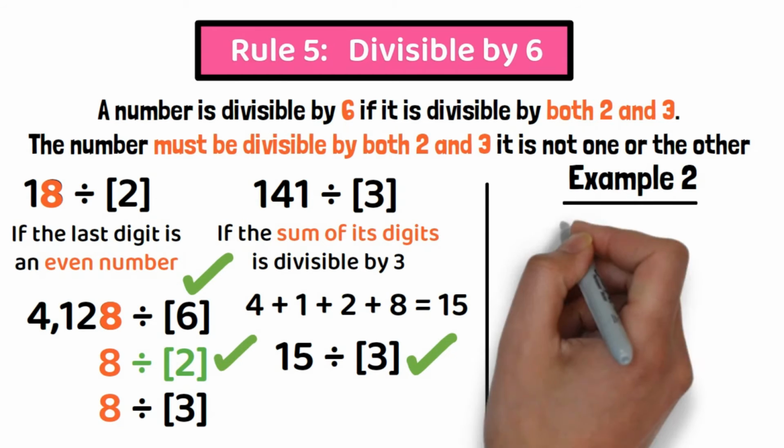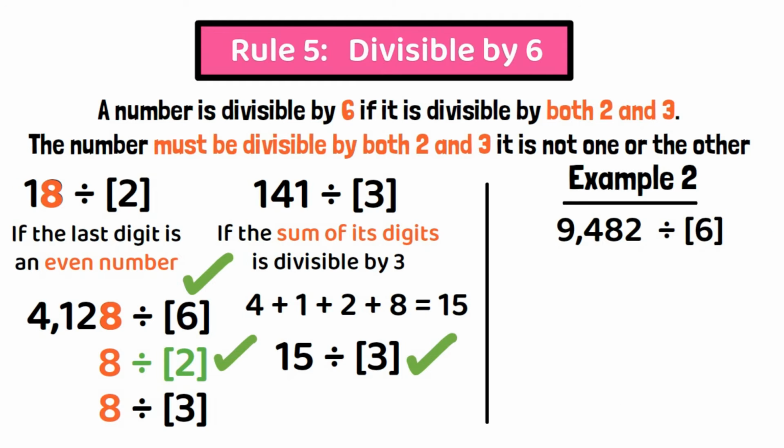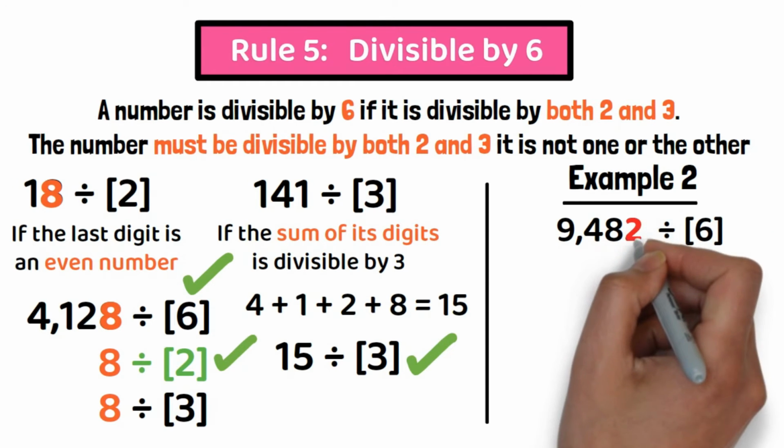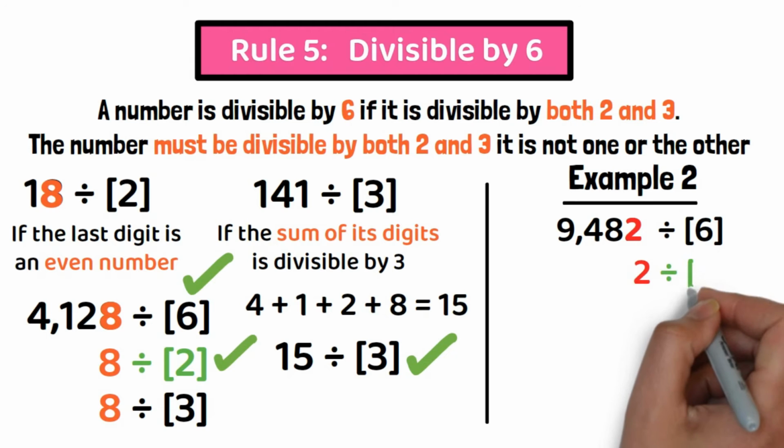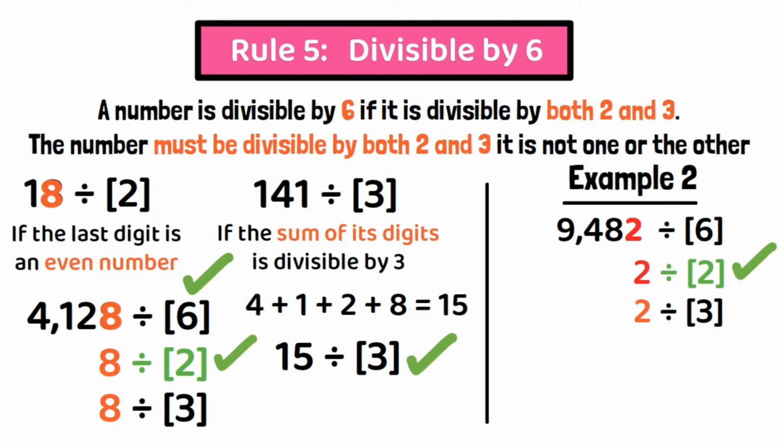Example 2. We have 9,482. So is 9,482 divisible by 6? The last digit is 2. So it's divisible by 2, but it must be divisible by 3 as well before we can conclude that it is divisible by 6. Therefore, we have the digits.